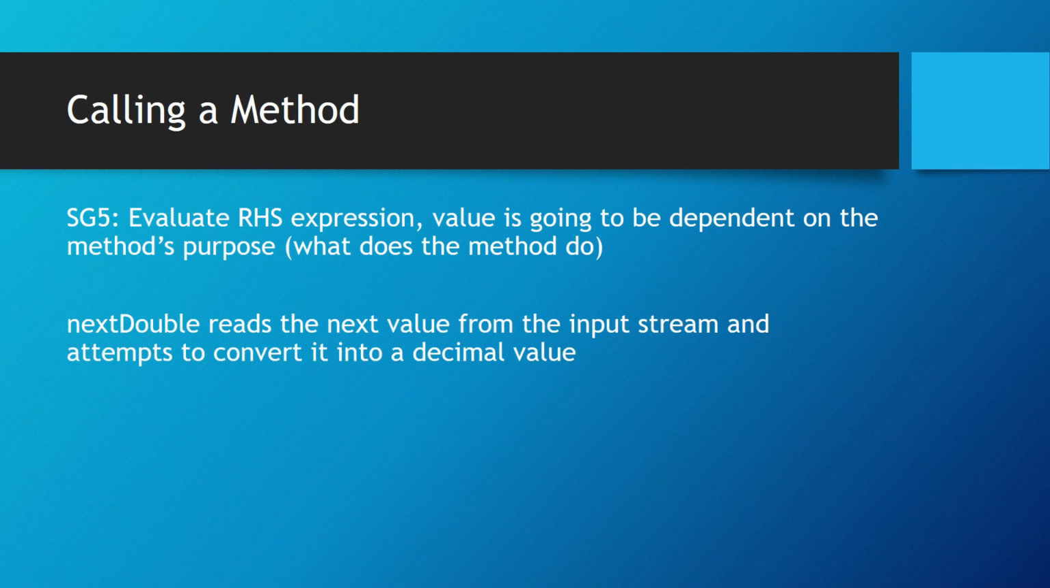nextDouble reads the next value from the input stream and attempts to convert it into a decimal value. It will take keyboard entered values and then return it. For example, if the user enters 123.56, it will return it and put it into the variable value. If the user enters something that is not a double, such as ABC, the system will throw an exception, like the mismatch exception, meaning that the input received did not match what the system was expecting.